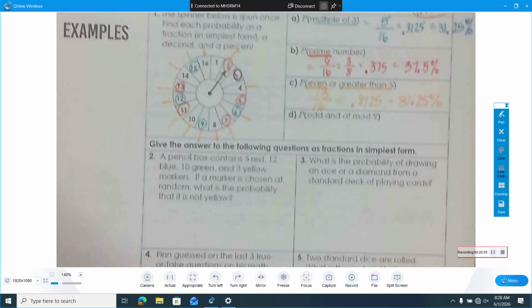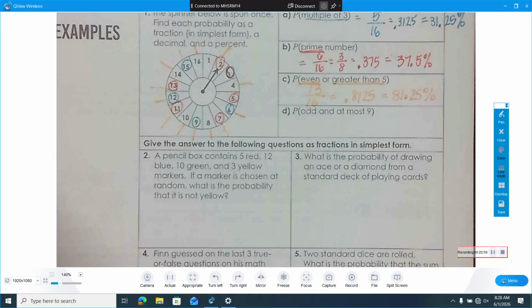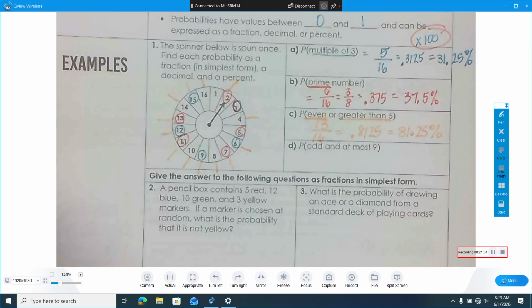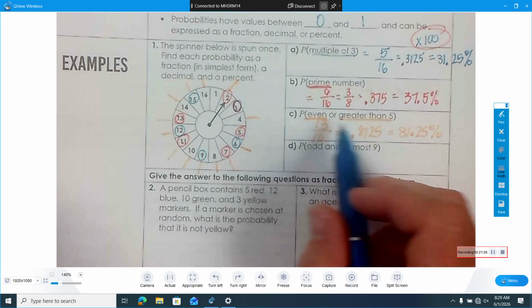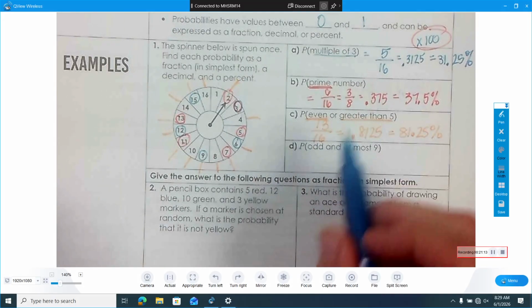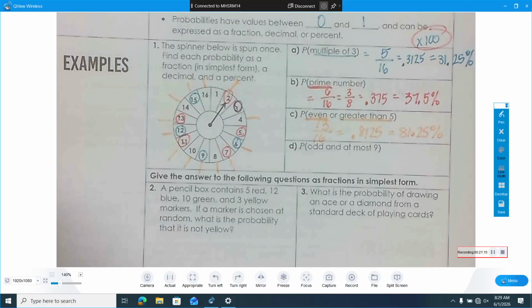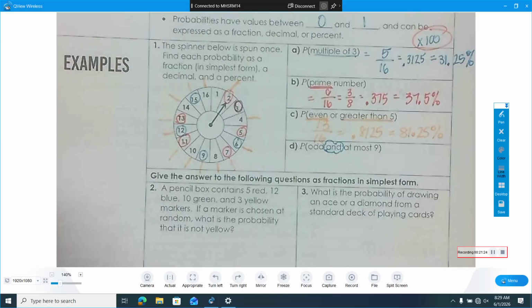All right, let's look. Well, actually, I need to do D as well. "Or" means it could be either or. All right, it could be a number that's even, it could be a number that's greater than 5, and we combine them and get lots of possibilities, okay? But "and" is a very different word in math, okay? "And" means it has to be both.